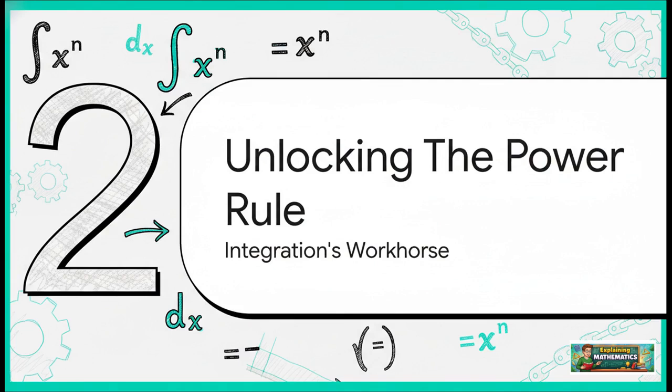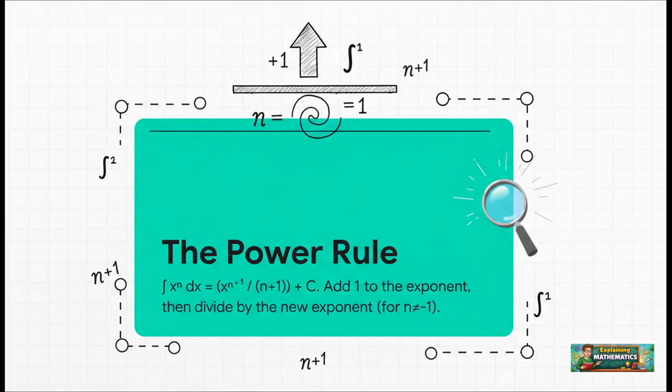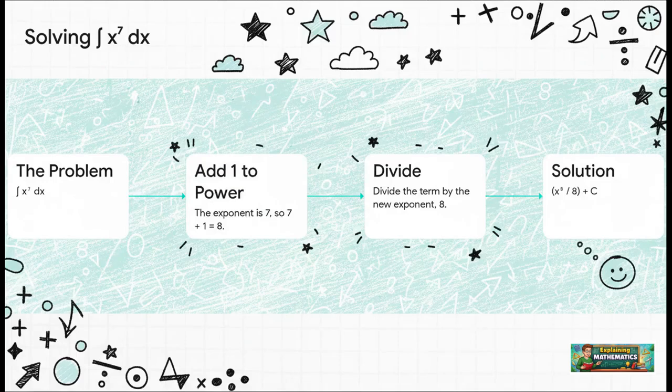You're going to be using this one constantly. The power rule is basically a simple two-step recipe. Step 1, add 1 to the power. Step 2, divide by that new power. That's it. That's the whole rule. Let's see it in action. Let's take the integral of x to the 7th power. Step 1, we add 1 to the exponent, so 7 becomes 8. Step 2, we divide by that new exponent, 8. And what do we get? x to the 8th all over 8. And of course, we can't forget our good friend plus c.